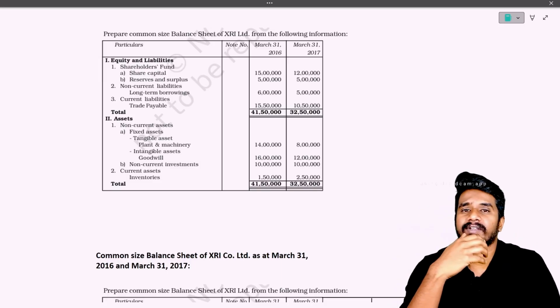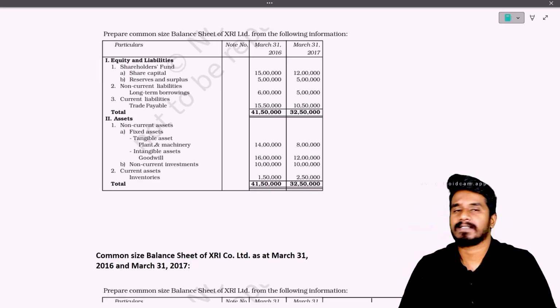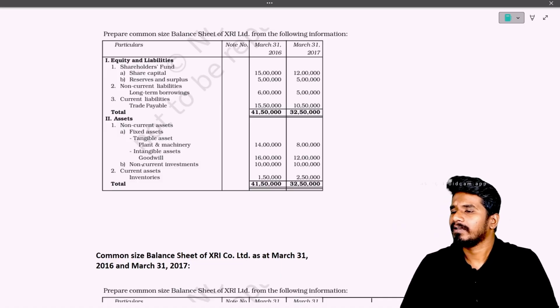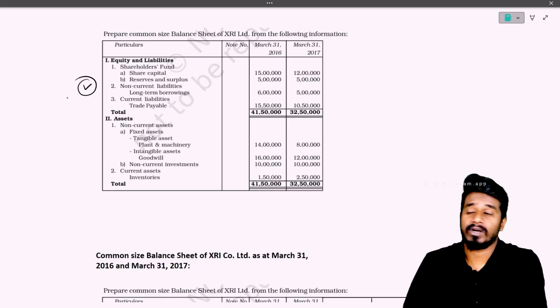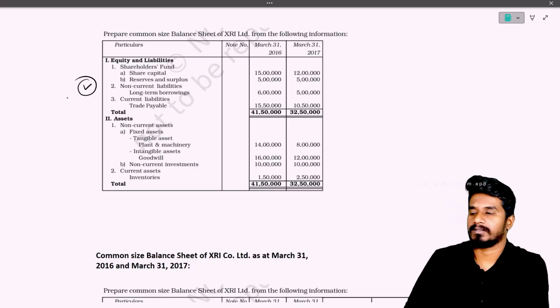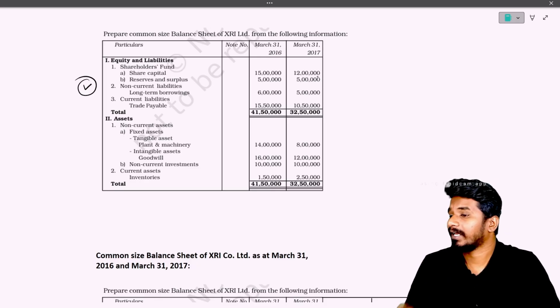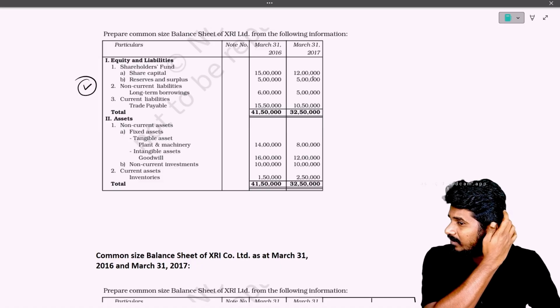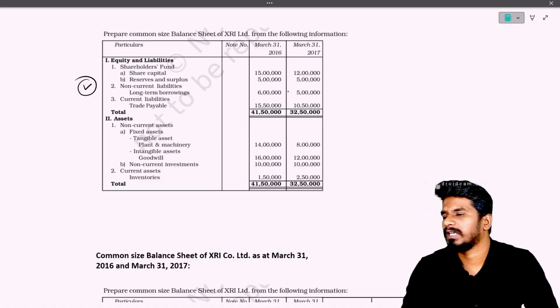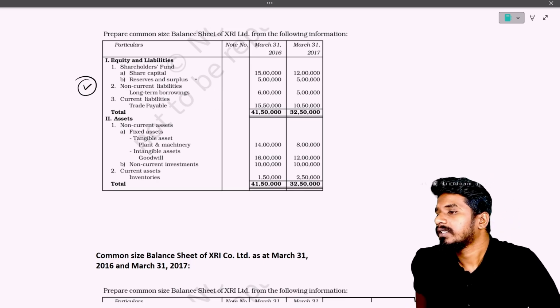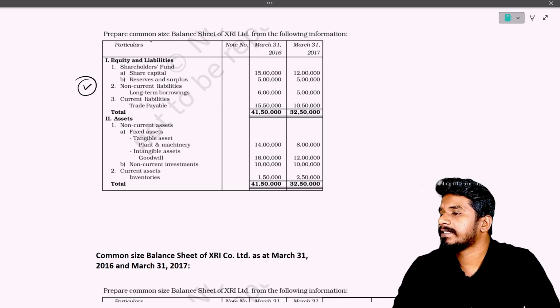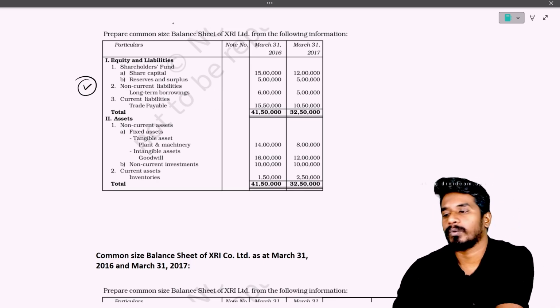In the previous video, we discussed the common size income statement, and this is quite similar to that, but you need to remember the format, which I have already given in the comparative statement. You can check it out. If it is possible, I will give it in the description. So let us start solving the question.